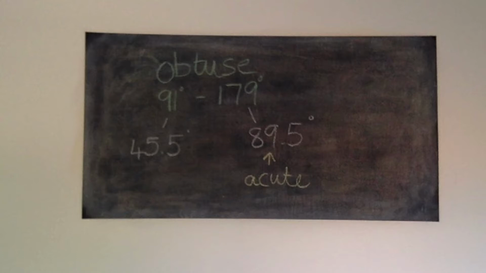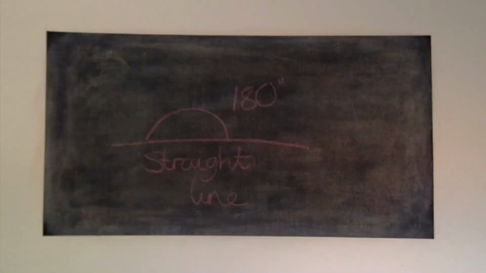And the next one is half an obtuse is always an acute angle. Now this is always true. So remember, an obtuse angle is between 91 and 179 degrees. So if we take that range, the smallest it could be is 45.5. And the biggest it could be is 89.5 degrees, and that's still an acute angle. And the last one is that 180 degrees is an obtuse angle, and this is never true because hopefully we remembered that 180 degrees is a straight line.